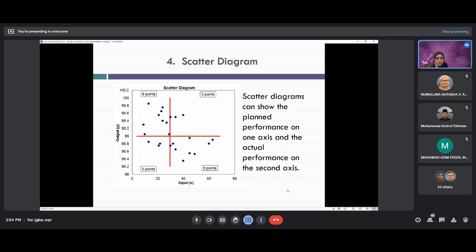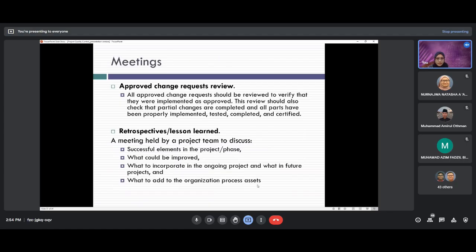Another scatter diagram that I want to show you can show the plan performance. For example, these are the planned performance versus the actual performance. So you can see the relationship, whether your actual performance is better than or according to the planned performance. Okay, so it tells you the relationship. And then meetings. Meetings are to approve change requests, review, and also retrospectives of lessons learned.